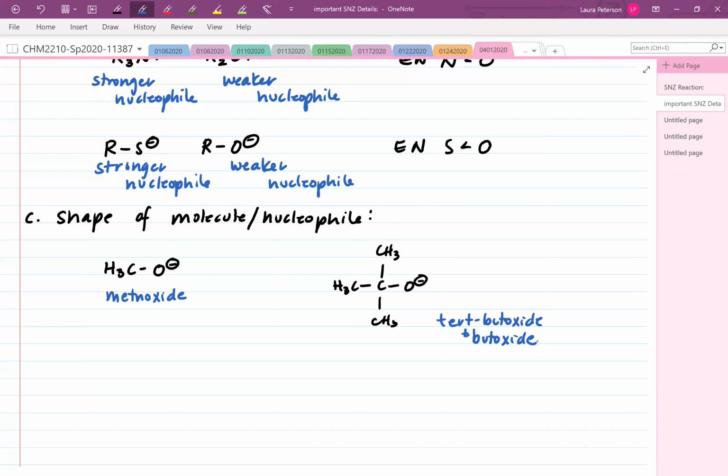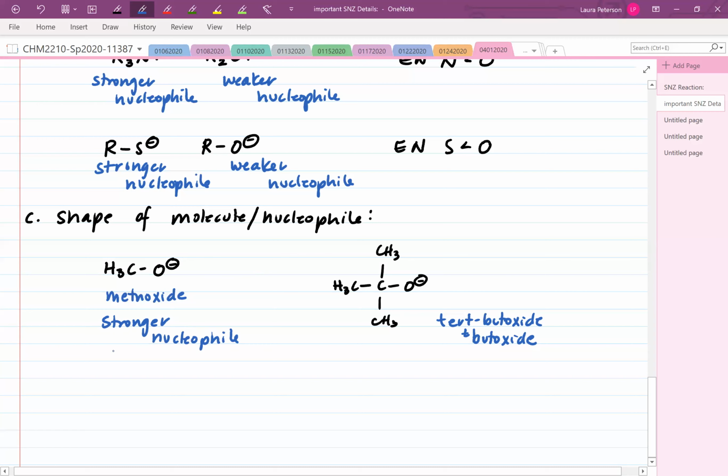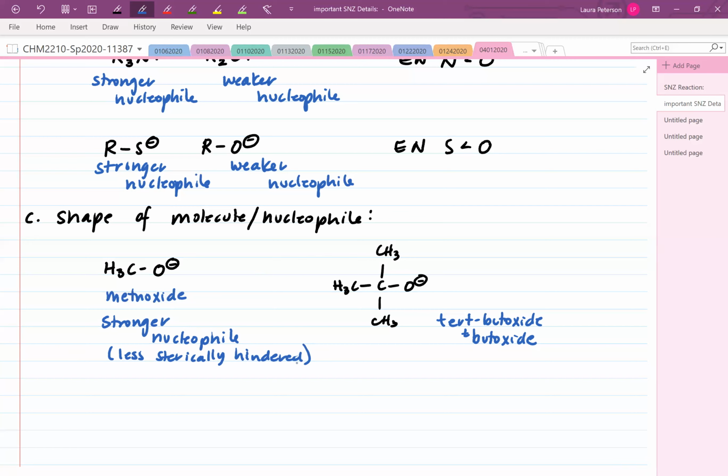But if you looked up the pKa's, you would see that tert-butoxide is actually a stronger base. So here's another time where nucleophilicity and basicity diverge from one another. Methoxide ends up being the stronger nucleophile because it's less sterically hindered, whereas tert-butoxide is a weaker nucleophile, and that's because it's sterically hindered.